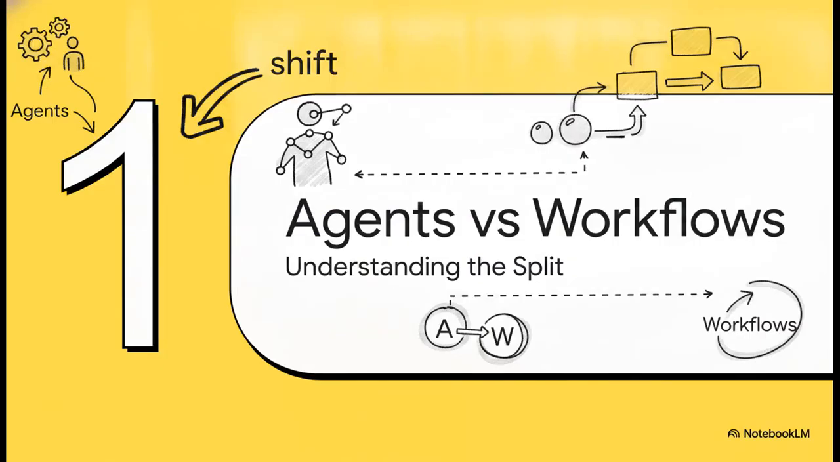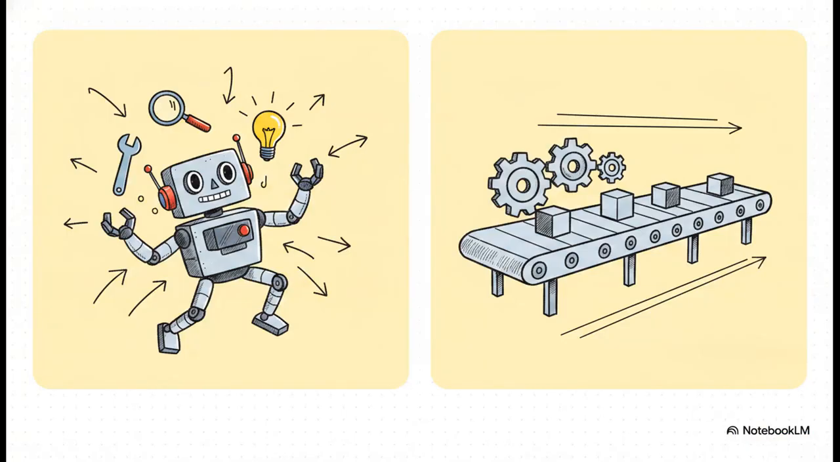Section 1. Agents versus workflows. So, Anthropic recently identified a huge paradigm shift. Instead of lumping everything under the broad label of agentic AI, we really need to split it into 2 distinct categories. On the left, we have fully autonomous agents. Think of these as dynamic, highly capable managers. You give them a goal, and they autonomously make decisions, pick their own tools, and figure out the steps totally on the fly. On the right, we have workflows.